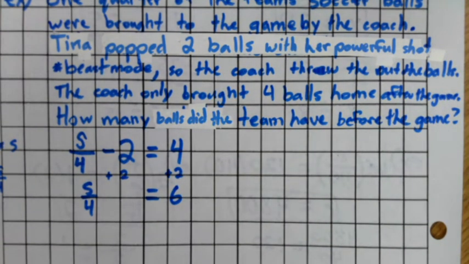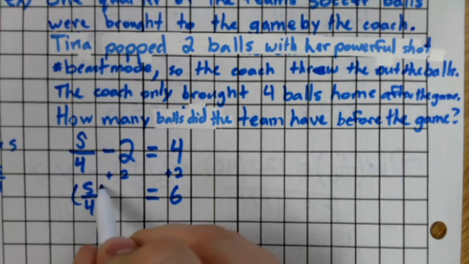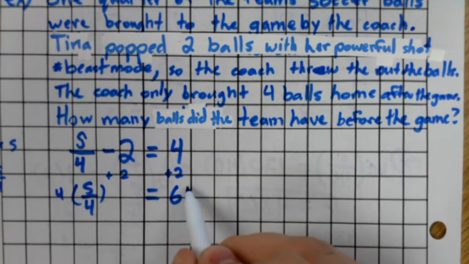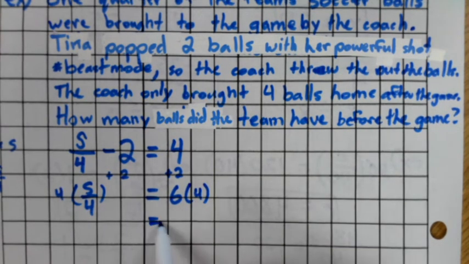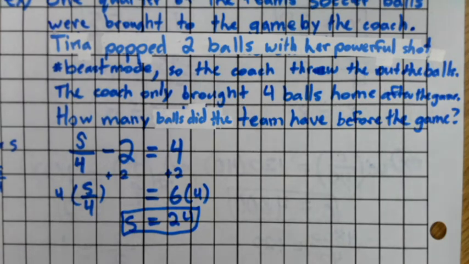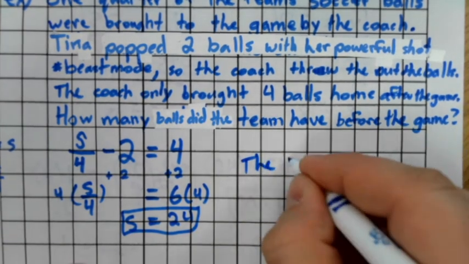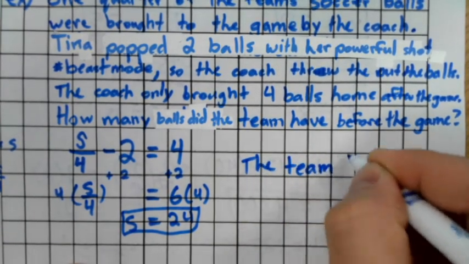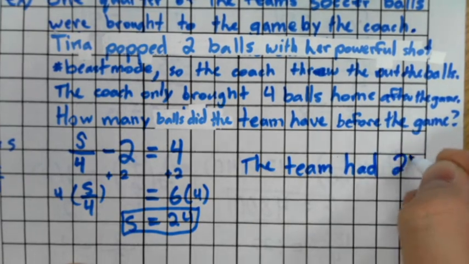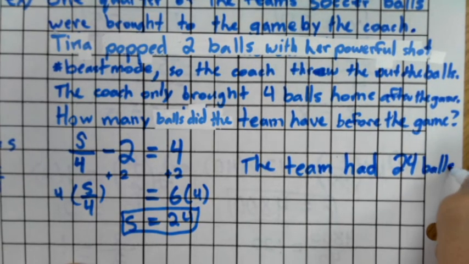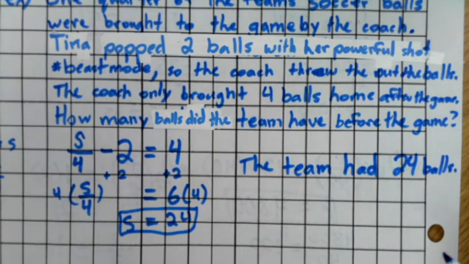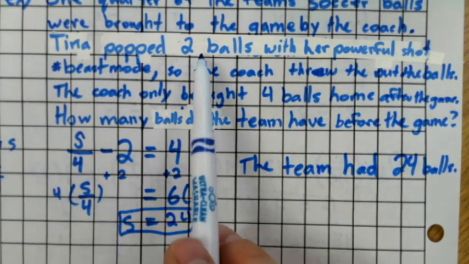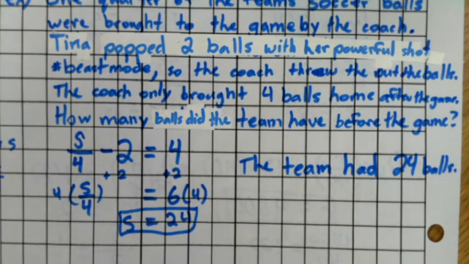And then we need to multiply both sides by 4 to get S equals 6 times 4 is 24. So 24 was the original amount that the team had. The team had 24 balls before the game. How many do they have now? Maybe the question is, how many do they have now? Well, 2 of them popped, so it's going to be 24 subtract 2.